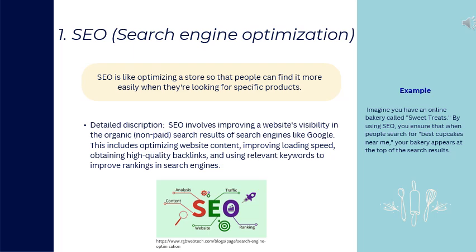This includes optimizing website content, improving loading speeds, obtaining high-quality backlinks, and using relevant keywords to improve rankings in search engines. On the right side, you can see an example. Imagine you have an online bakery called Sweet Treats. By using SEO, or Search Engine Optimization, you ensure that when people search for best cupcakes near me, your bakery appears at the top of the search results.